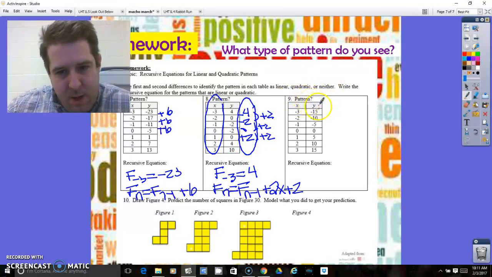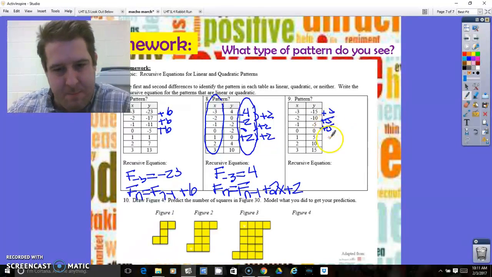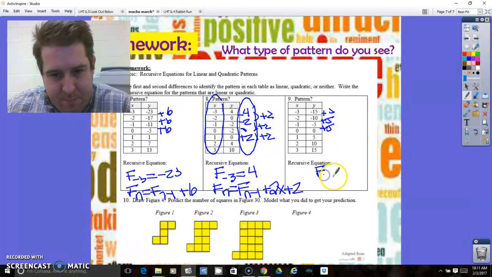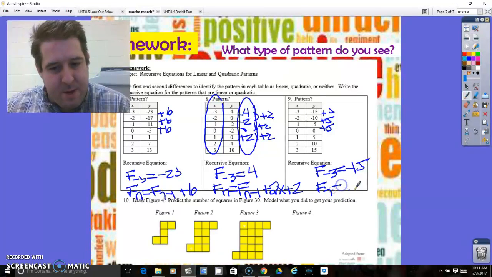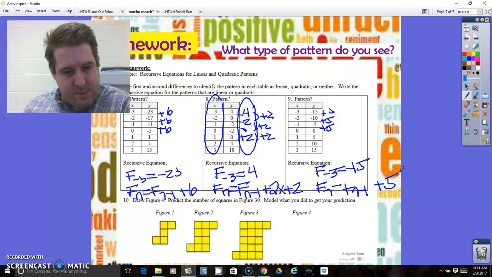All right, last one. -15 goes to -10, so that looks like, all right, what is this, half? No, it's not, so that's add 5, add 5, add 5. Okay, so that makes this linear. So f of -3 equals -15. Any number is found by taking its previous number and adding 5 to it, because it was linear.